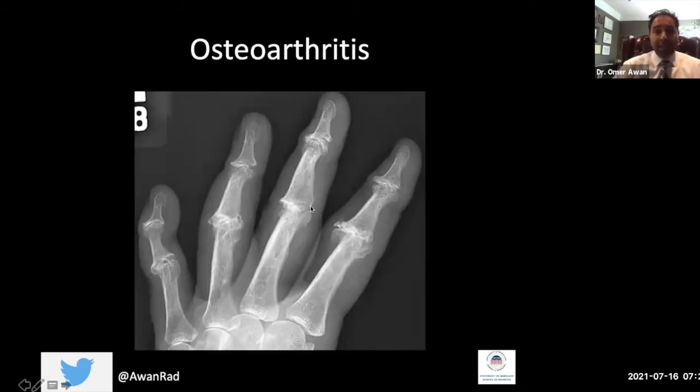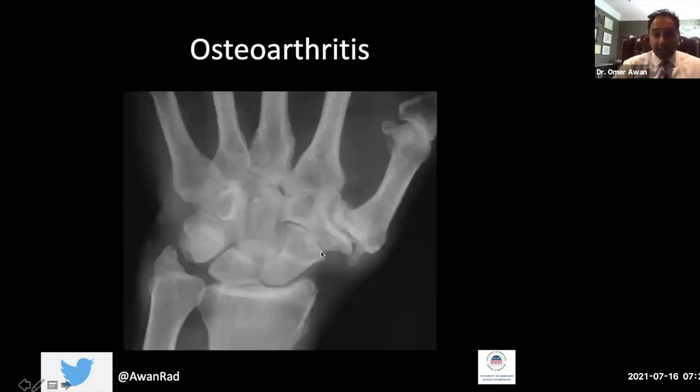All right, this is an example of what OA would look like. PIP, DIP joints, distal distribution, joint space loss, subchondral sclerosis, spurring, and osteophytes, right? Classic example of what OA would look like in any hand.